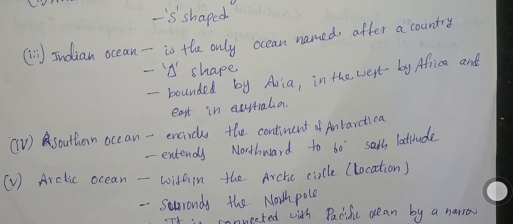Next, Southern Ocean. Southern Ocean encircles the continent of Antarctica. Southern Ocean is also called Antarctica Ocean, which surrounds the Antarctic continent. It extends northward to 60 degrees south latitude.